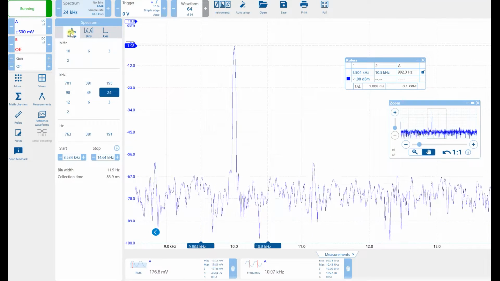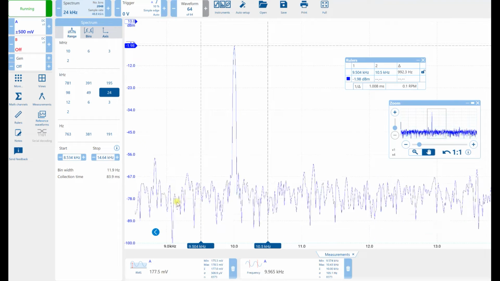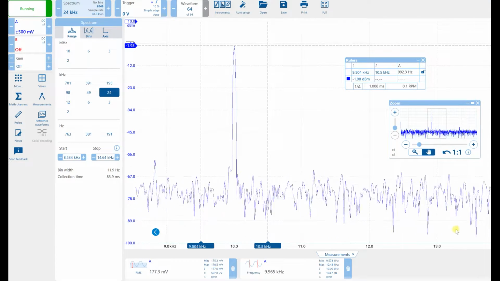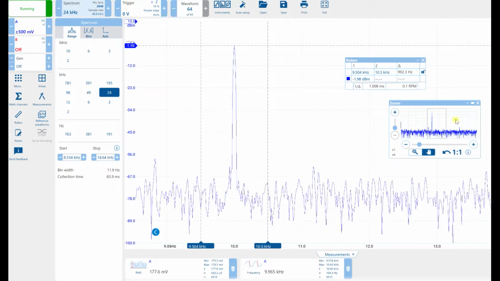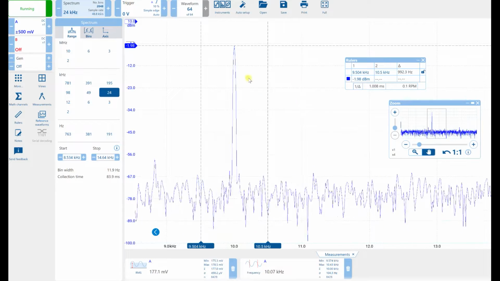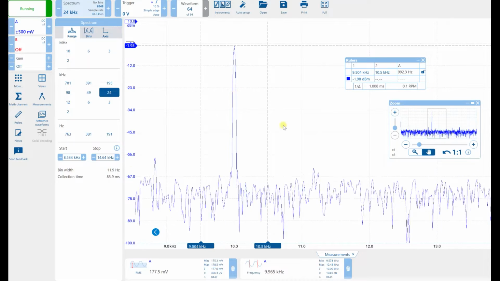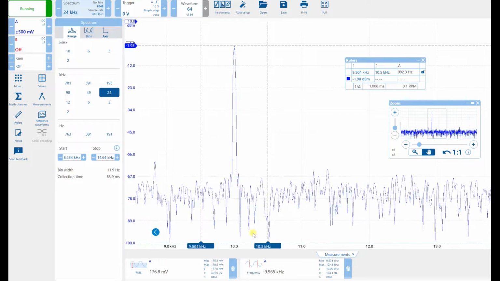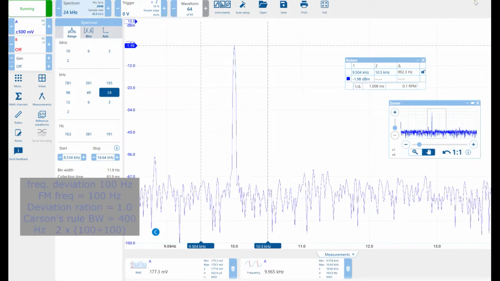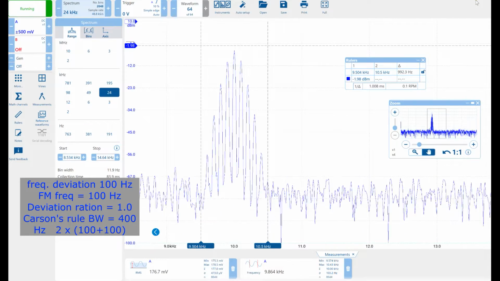My range is set for 24 kilohertz, so 0 on the left, 24 kilohertz on the right, and you can see that I'm zoomed in at this particular signal. Just makes it a little bit useful to move the cursors around. So I'll consider this step number 2.